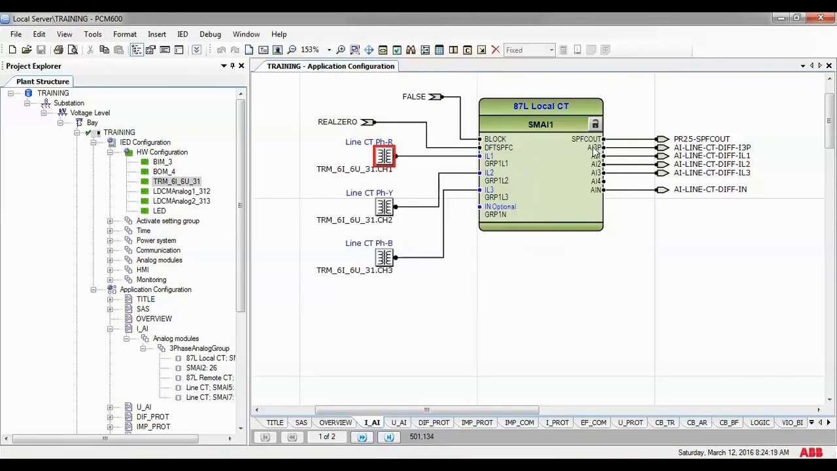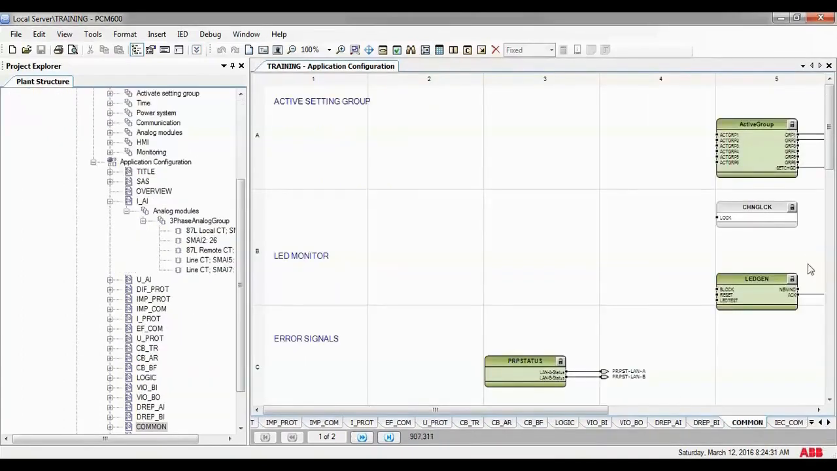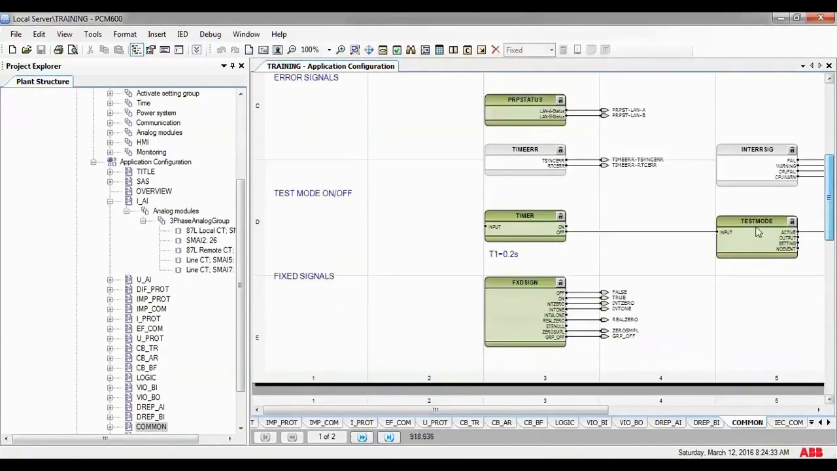Nice. I will have another small piece of information. If you have a block and you don't want to create a block for this function, you go to the common signals page and you will find here a block called fixed signals.